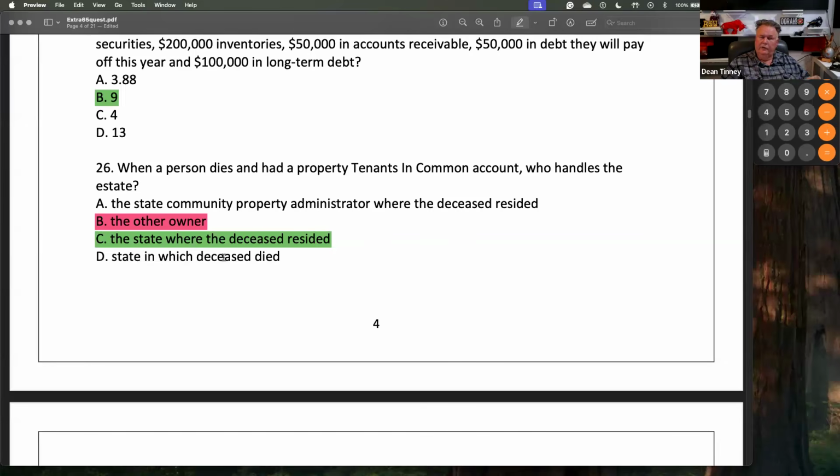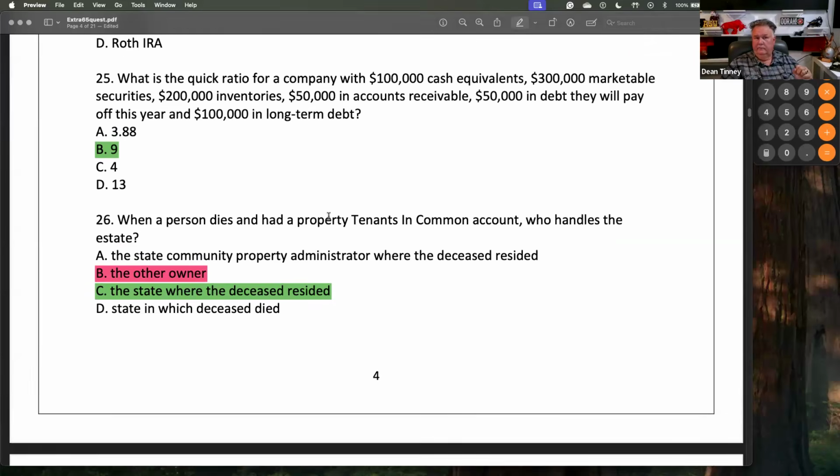And then I would want you to know that when you die, you're going to be very popular because every state is going to want you as a resident because they want to handle your estate. They want the estate tax. And tenants in common, you have to go through probate, correct? That's correct. The only one that would avoid probate for a test question would be transfer on death.